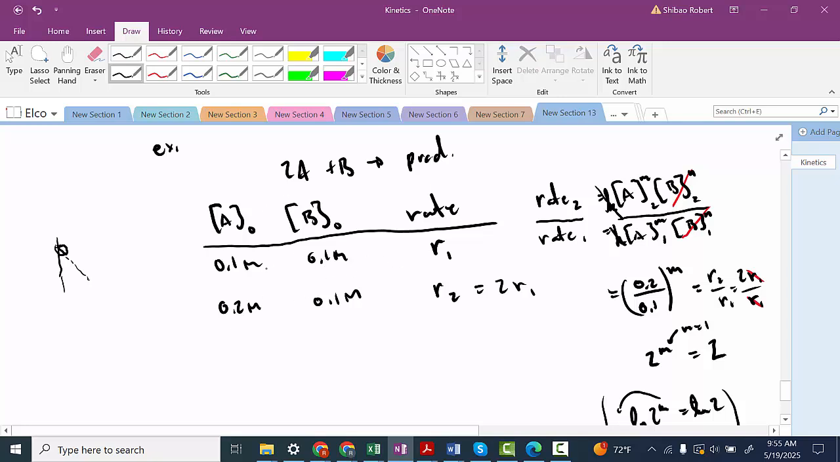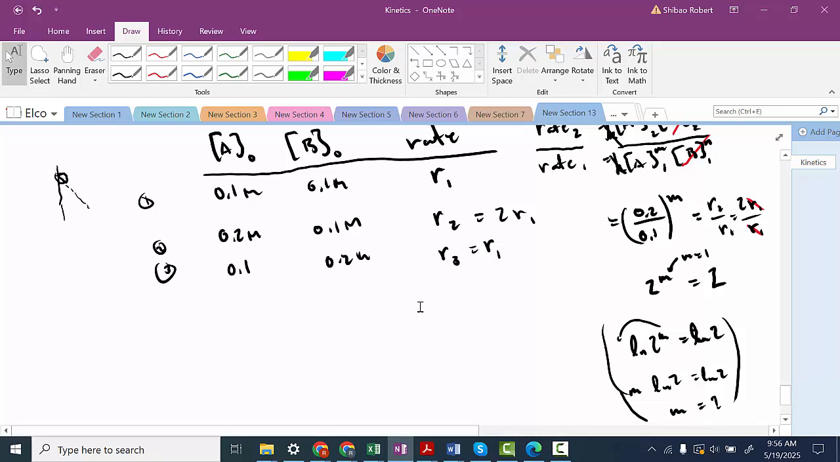But what we should do in this case is keep A the same at 0.1. So in experiment 3, this is 1, 2, 3, A doesn't change, but maybe we'll double B. So that comes out to 0.2 molar here. And then let's say that R3 is equal to R1. In other words, the rate didn't change.